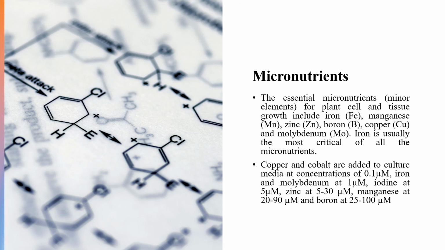Cobalt and iodine may be added to certain media, but their requirement for cell growth has not been precisely established. Sodium and chlorine are also used in some media, in spite of reports that they are not essential for the growth of the plant species.